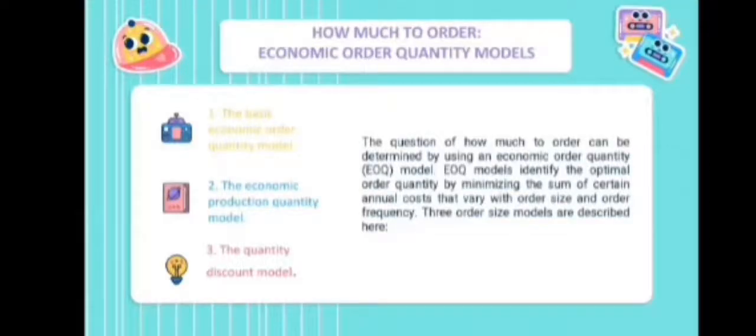The question of how much to order can be determined by using an economic order quantity, or EOQ, model. EOQ models identify the optimal order quantity by minimizing the sum of certain annual costs that vary with order size and order frequency. Three order size models are described here. Number 1, the basic economic order quantity model. Number 2, the economic production quantity model. And number 3, the quantity discount model.